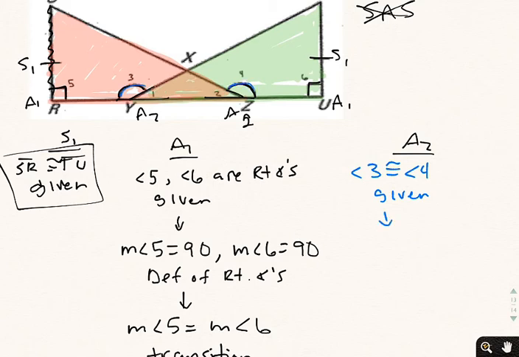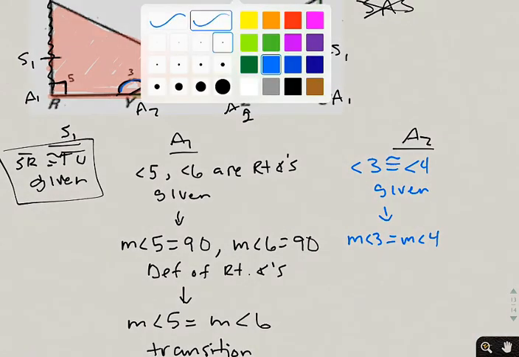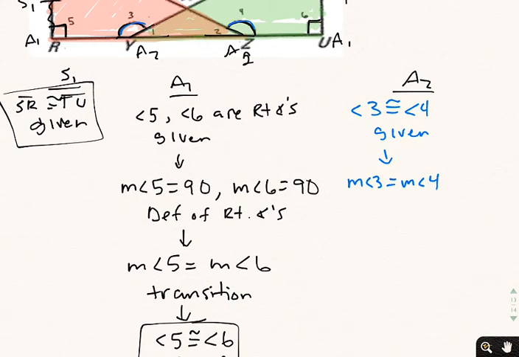Because angle 3 and angle 4 are congruent, I know the measure of angle 3 is equal to the measure of angle 4. Now that kind of dead ends right there, which is okay. I might use that information a little bit later. So let's kind of restart. We need 1 and 2 together in equations. So we need to write them into the proof.